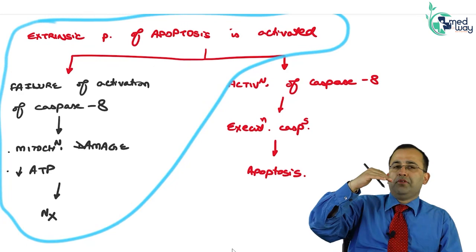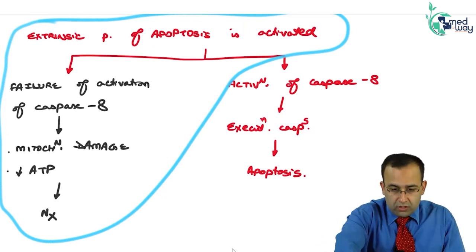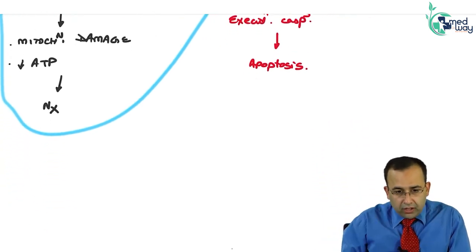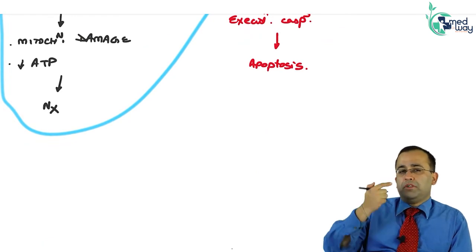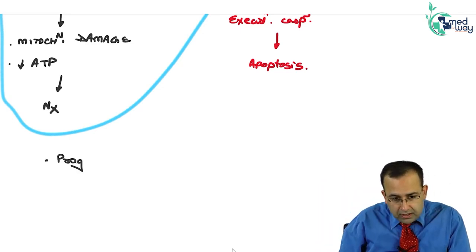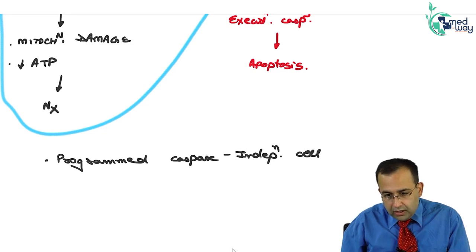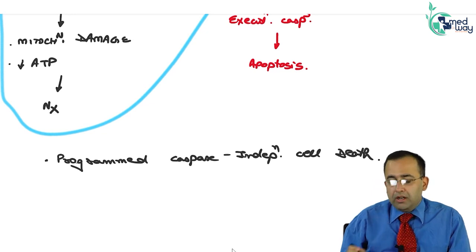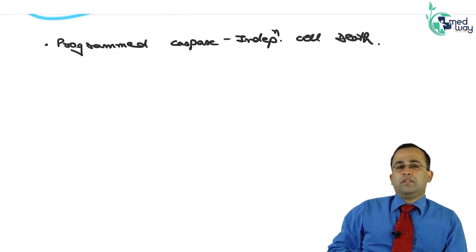It started as apoptosis and ends as necrosis. So I can safely say necroptosis is programmed or non-programmed? Programmed, because it started as apoptosis. It is programmed caspase independent cell death. Why caspase independent? Because there was failure of activation of caspases.